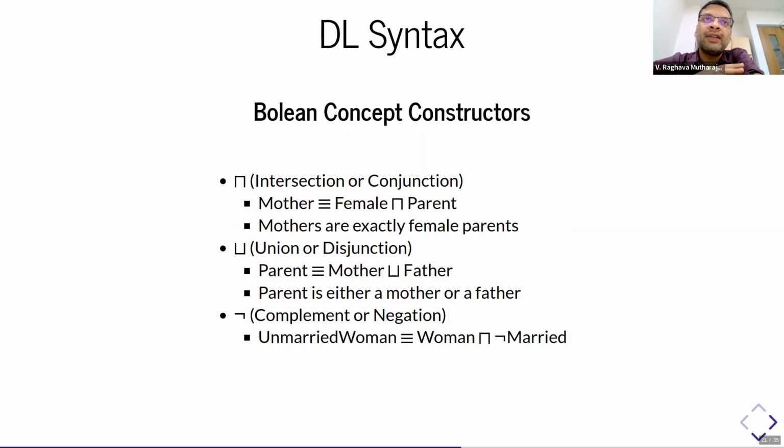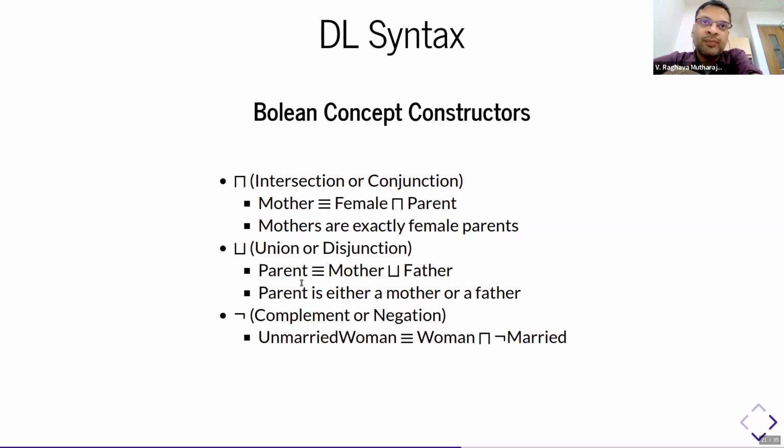Okay, then we have these constructors. Any questions so far? Okay, so let's move ahead. We have the intersection or conjunction, so we can start with an example. This is the same as the set intersection. Mother is exactly those who are female and a parent. That means there's an intersection: female intersected with parent.